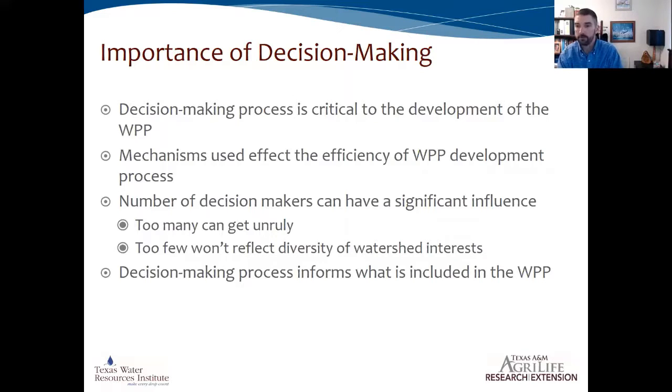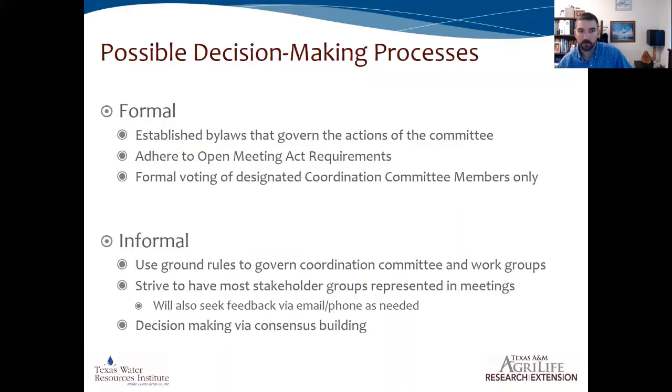But if you have too few, it doesn't reflect the diversity of the watershed and the interests that go on out there. So it's a fine line in there as far as what the right number to engage is. But basically, our goal is to keep it as broad as necessary, but not have it get to a point where it's unruly or anything like that. But ultimately, we need to make sure that all of the interests in the watershed are adequately represented and have a voice at the table and have the ability to weigh in on what goes into that watershed plan.